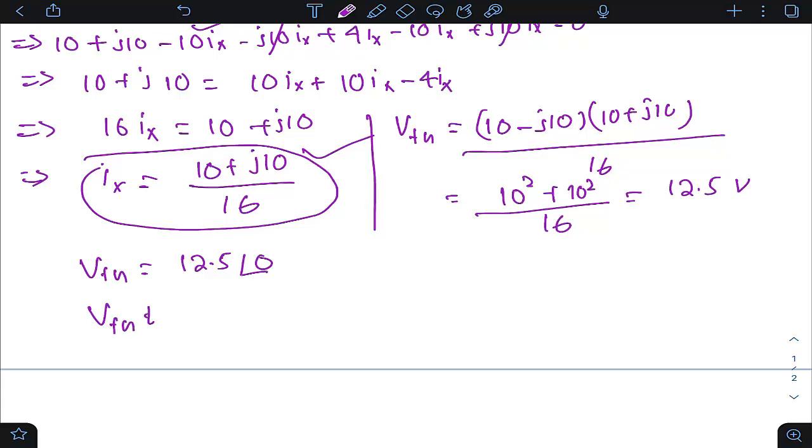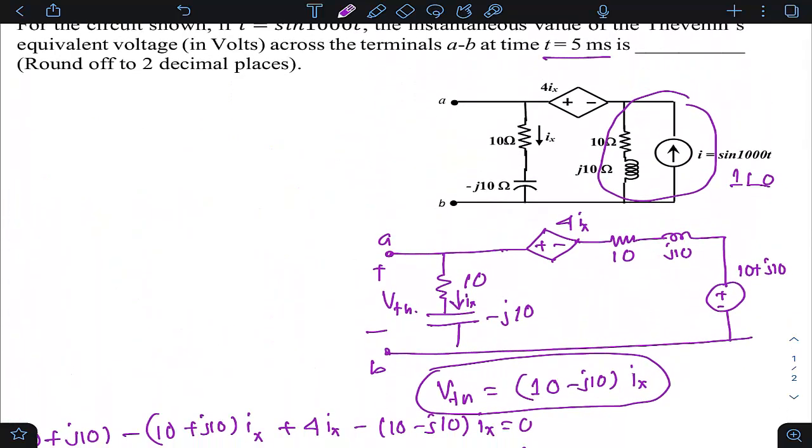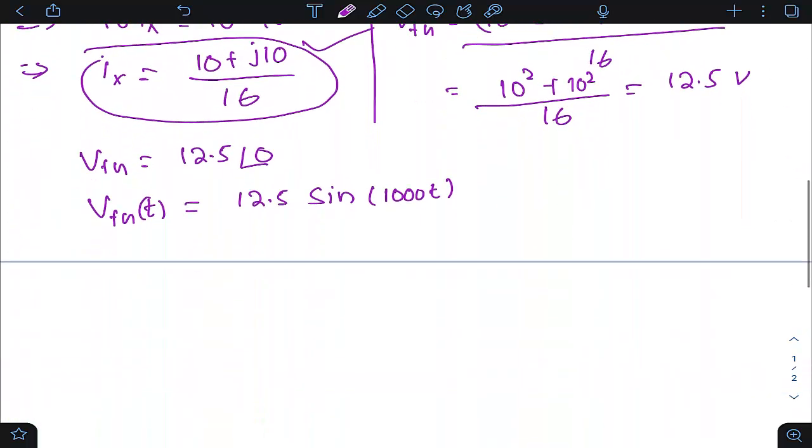But what is the time domain notation? Time domain notation is 12.5 sine of 1000t, because we are not getting any extra phase, so the phase angle is 0. So this is what VTH(t) is equal to: 12.5 sine of 1000t. But what is the question they are asking? The question they are asking is what is its value at t equals to 5 millisecond. So let us substitute t equals to 5 millisecond into this.